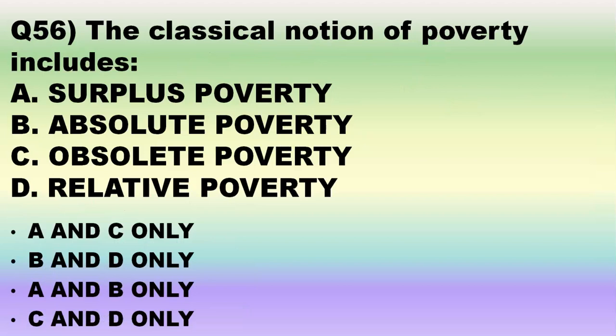56 says, the classical notion of poverty includes surplus poverty, absolute poverty, obsolete poverty, relative poverty. This is very easy. It can be of two types, and that is absolute poverty and relative poverty. So B and D only will be the correct answer here.